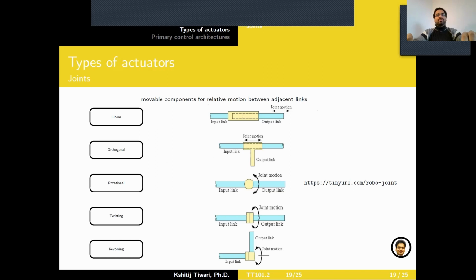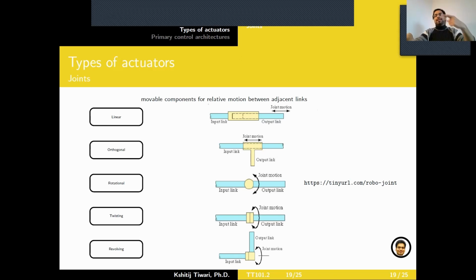Then there are also joints, which are movable components for relative motion between adjacent links. Now, what is a link? Think of your arm. Your upper arm and your lower arm, each of these is a link, and your elbow is a joint connecting these two adjacent links. Based on the degrees of freedom and how the joint moves, they could be categorized broadly into these 5 categories. First is a linear joint, where the input and the output links have collinear axes, and the mobility is along the axes of the links.